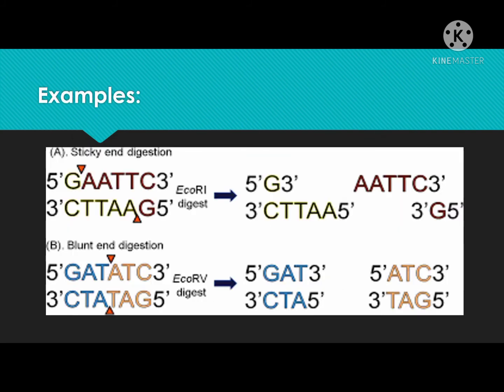So let's see examples. Sticky end digestion. Here you can see the cut occurring between G and A, guanine and adenine. Here also GA, guanine and adenine, producing sticky end cuts. This is blunt end digestion. The cut is in between GAT and CTA. Here CTA, GAT, producing blunt end cuts.